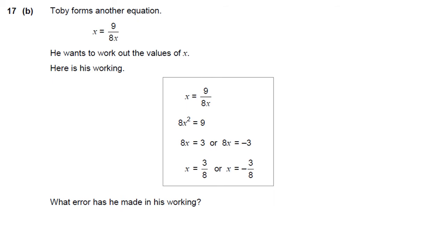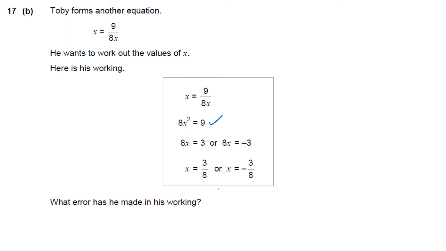Okay, but he's not solving that one, he's solving this one instead. So he forms another equation, x equals 9 over 8x, and he wants to solve this for x. So here's his working out. Well, first of all, he multiplies the 8x to the left-hand side, so we get 8x squared equals 9. That looks right. And then he wants to get rid of the square, so he takes the square root of both sides. So square root of 9 is 3, so we're going to get plus or minus 3.